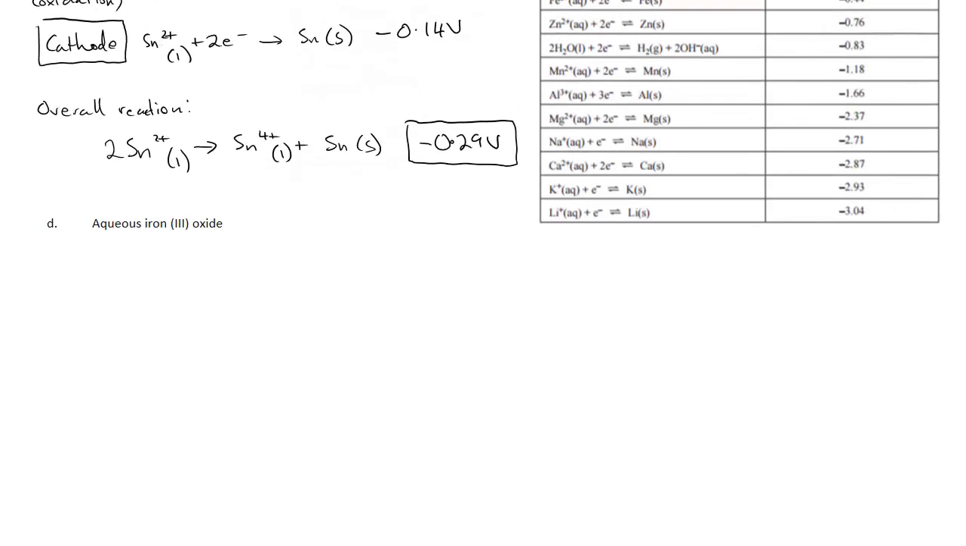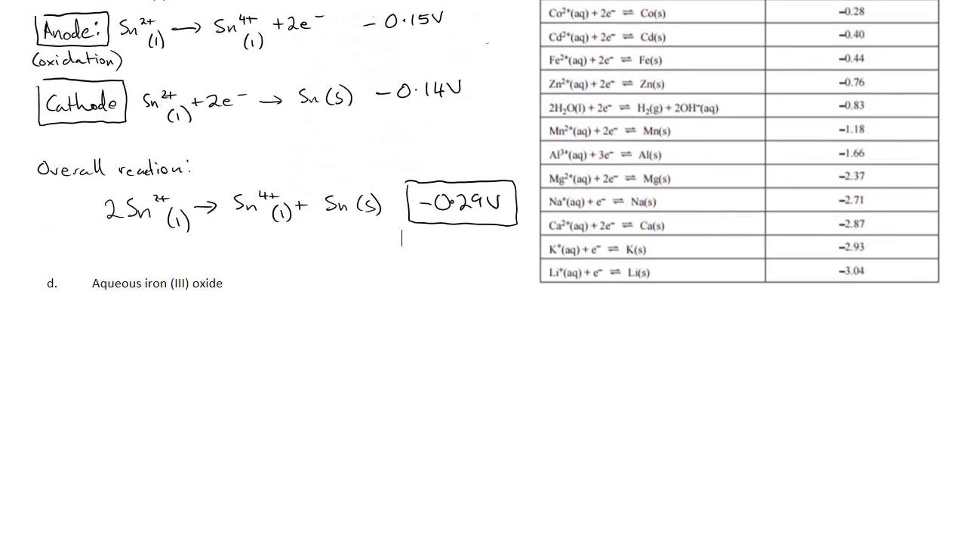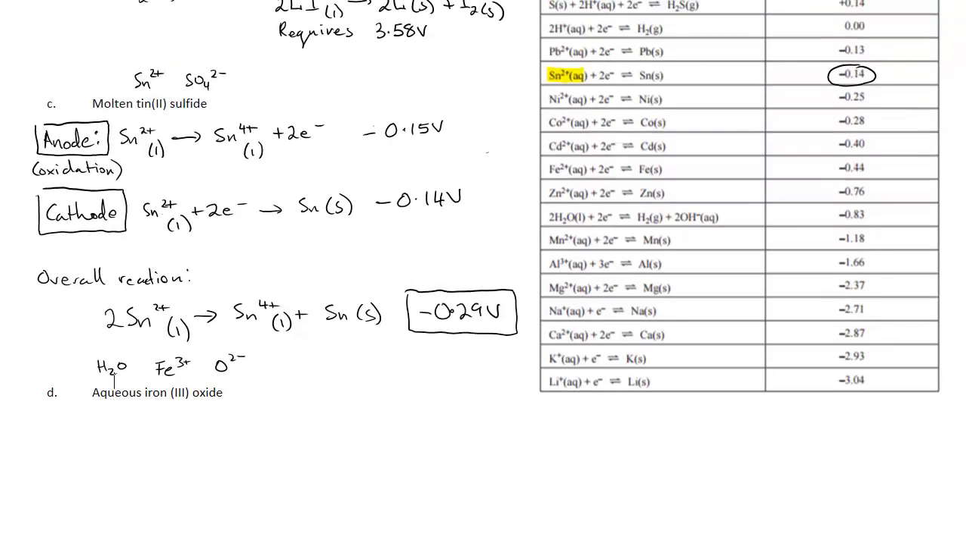Okay, so finally we've got aqueous iron 3 oxide. So iron 3 oxide, Fe3+ and O2-, and it's aqueous. So we've got H2O as well taking place. So let's have a look at spotting these on the electrochemical series.